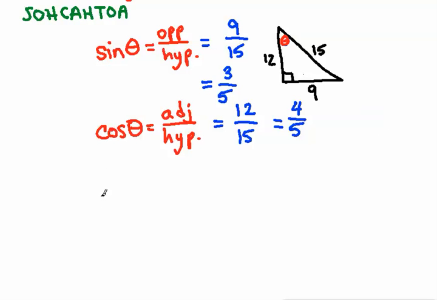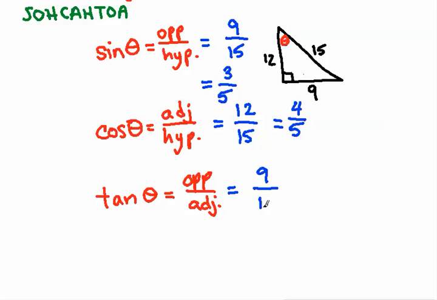Finally is tangent of theta. And tangent is opposite over adjacent, which will be equal to the opposite of theta is 9, and the adjacent of theta is 12. Divide each one by 3, so 3 over 4 would be the tangent of theta. And again, you do not pronounce this tan theta, it is tangent of theta.